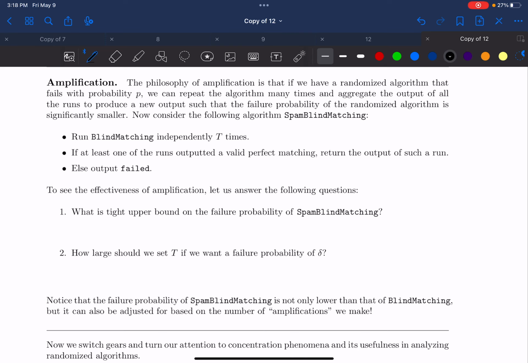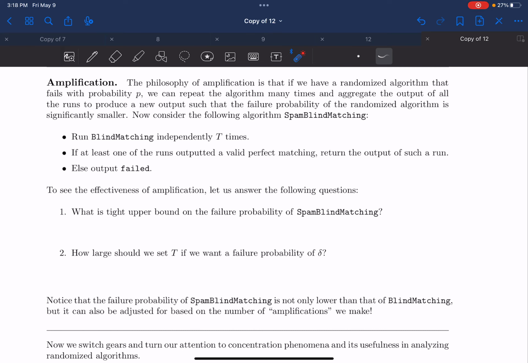We'll discuss a technique called amplification, where in general the idea is that if we have a randomized algorithm that fails with some probability p, you can repeat that algorithm and aggregate your results in order to have essentially the same algorithm, but with a much smaller failure probability. So we'll talk about an example here called spam blind matching, which is going to run t times, and then if at least one of the runs is valid, it's going to output that run. Otherwise, it will say it failed.